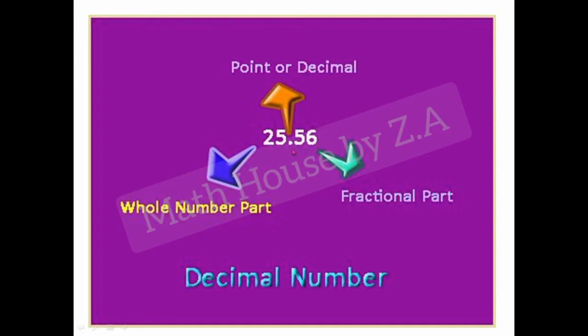So you can see here 25.56 is a decimal number because here we have a point in between the number. Before the decimal point, the number 25 is called the whole number part or integral part, and the number after the decimal point is called the fractional part or decimal part. So numbers with a decimal point are called decimal numbers.